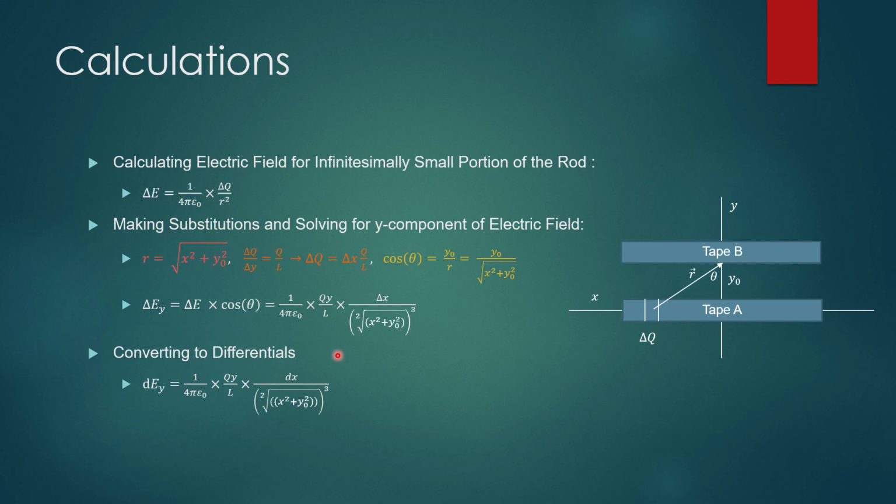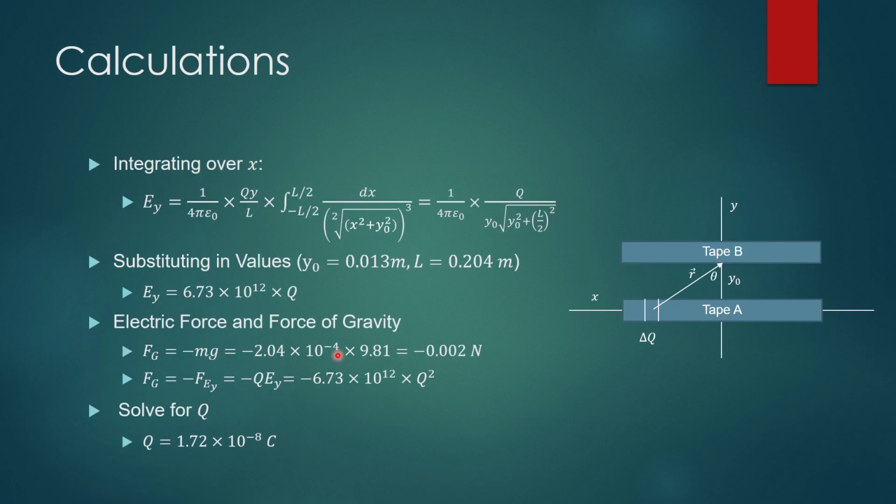And also we can calculate delta E sub y, which is the y direction of the electric field, as the x component of the electric field is 0. We then can convert into differentials and then integrate over all x, which is essentially integrating over the length of tape A. We can then substitute in values that we observed, so y0 and L.